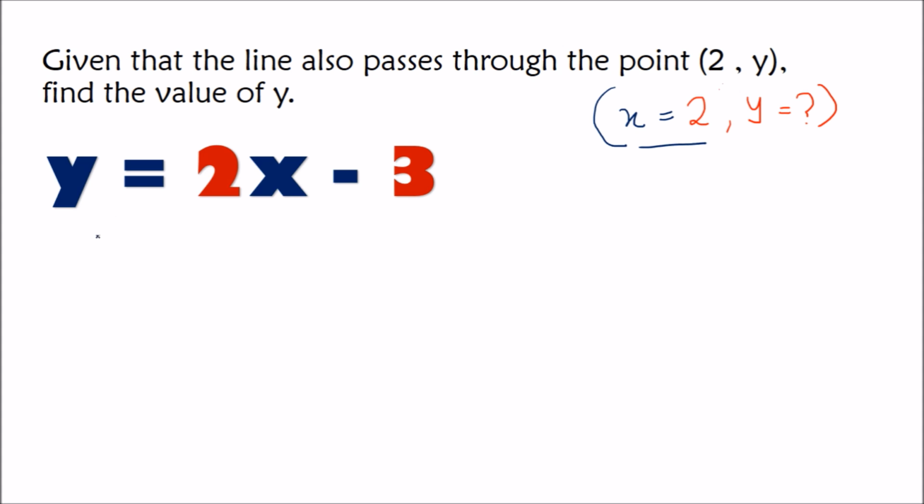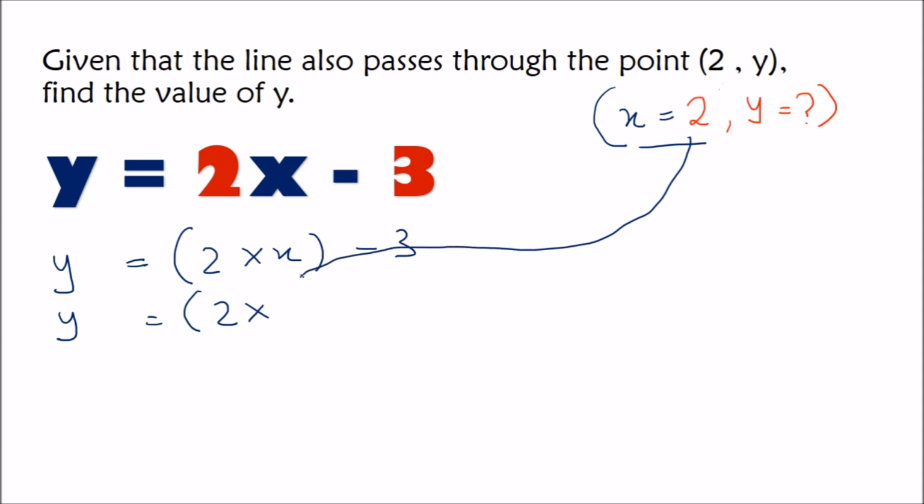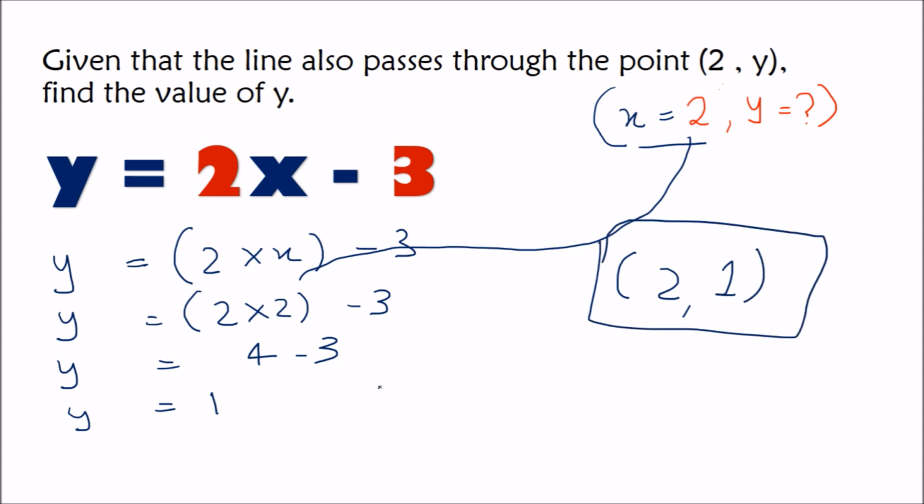Now how do we do that? Let's see. So y equals 2x minus 3, where 2x means 2 times x. So y is equal to 2 times our x, which is 2, so 2 times 2 minus 3. So y is equal to 2 times 2, which is 4, minus 3. So y is equal to 1. There we go. So when x is 2, y is 1. Our answer to part B is: when x is 2, y is 1, which gives the coordinate (2, 1). So we are done with part B of the question.